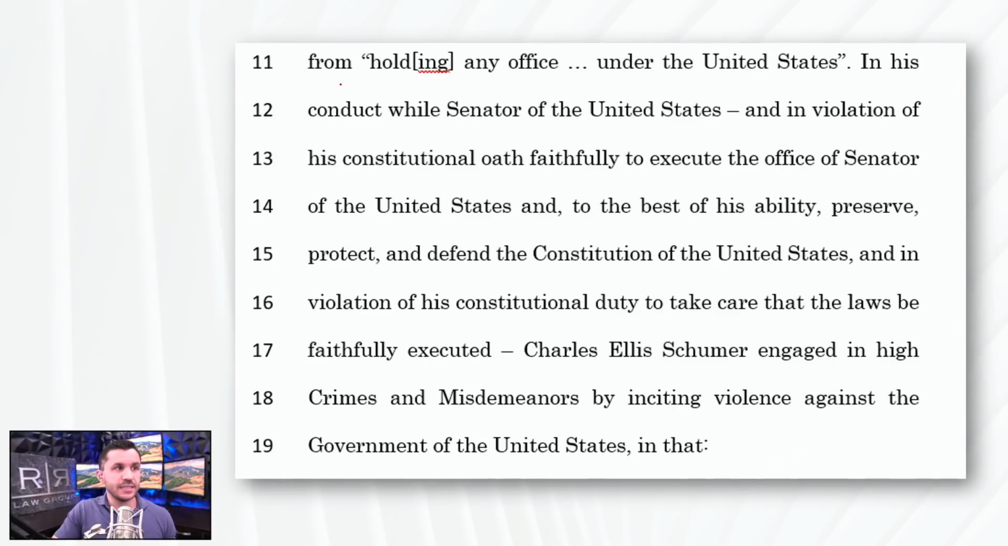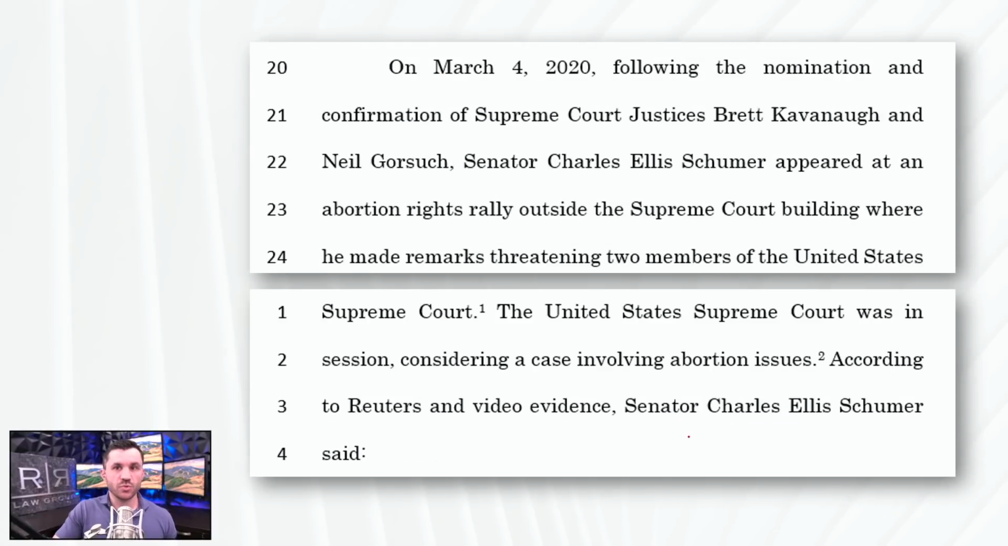In his conduct while Senator of the United States and in violation of his constitutional oath, faithfully to execute the office of Senator of the United States and to the best of his ability, preserve, protect, and defend the Constitution of the United States, and in violation of his constitutional duty to take care that the laws be faithfully executed, Charles Ellis Schumer engaged in high crimes and misdemeanors by inciting violence against the government of the United States. In that, this is where you get into the language.